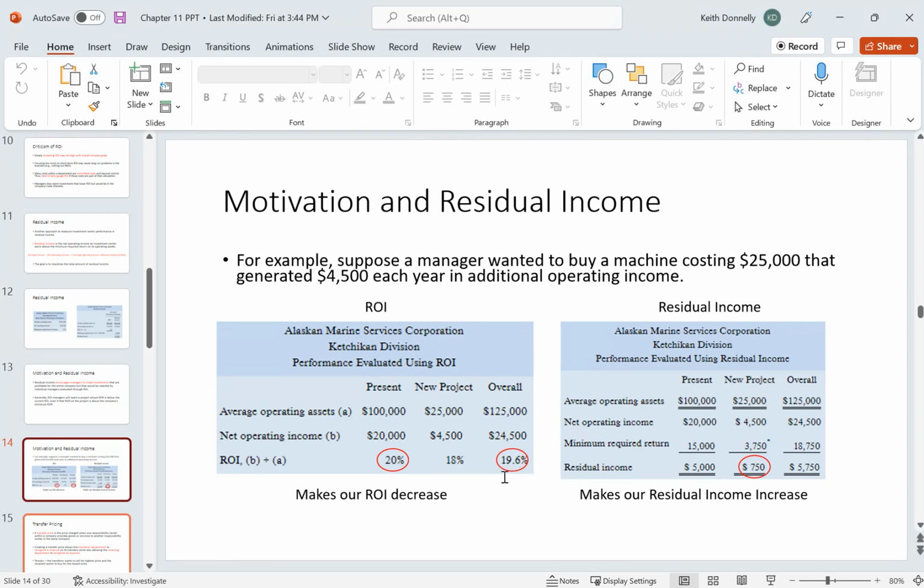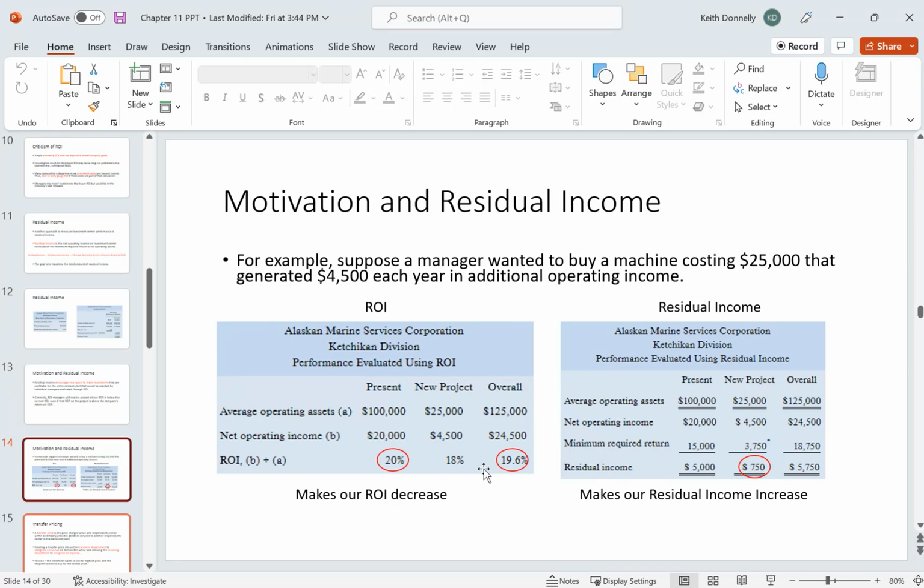Now, the idea with this is if we evaluated this project and you imagine you were the manager in the division, you'd say, okay, that's great. We spend 25 grand and it increases our income by 4,500. But I'm not really interested in that because our ROI right now is 20%. And if we buy this, even though it increases our profits, it doesn't increase our ROI. So for that reason, I'm going to reject it, from an ROI standpoint.